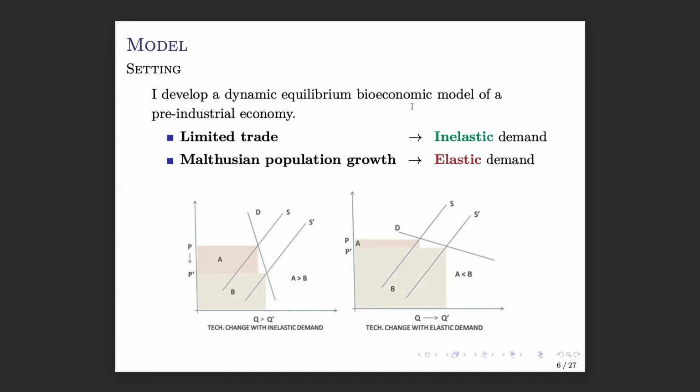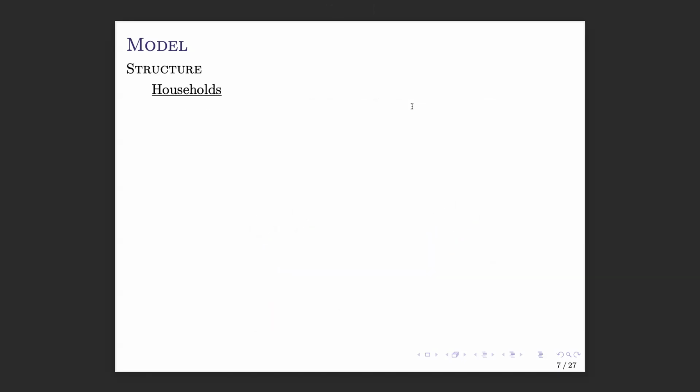Thank you. So let me describe the structure of the model. We'll start with households. Households have a simple utility function over consumption of an agricultural good and consumption of a non-agricultural good, indexed by A and N respectively. I assume what I understand to be a standard law of motion for population, P, which depends on the deviation of per capita agricultural consumption from some subsistence benchmark.